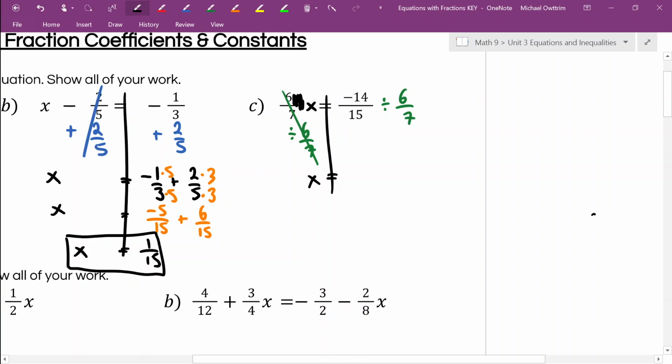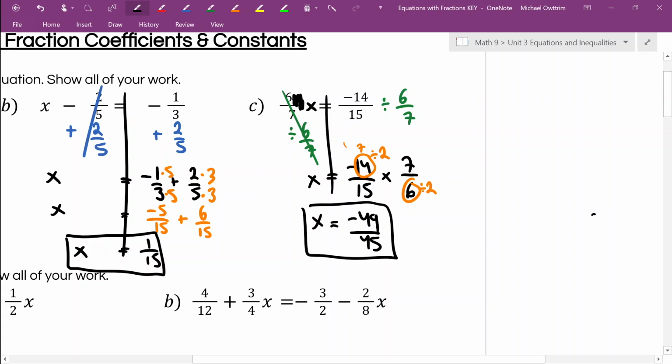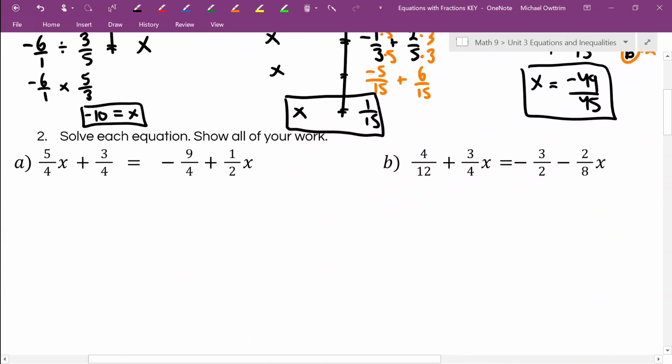And on the other side, we have the calculation -14/15 divided by 6/7. To do that calculation, we're going to multiply by the reciprocal, 7/6. And we'll do this calculation here. To make this a little bit smaller, I'm going to go ahead and divide out the common factor of 2 that can be found in 14 and 6. So this will really be 7 times 7, which is 49. Since negative, we'll be -49. On the bottom, it will be 15 times 3 is 45. So x is the fraction -49/45.